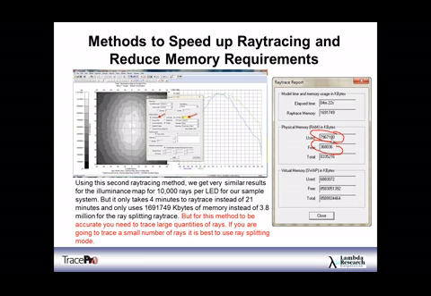But for this method to be accurate, you need to trace large quantities of rays. Tracing 100, 1,000, or 10,000 rays will not give you anywhere near as good an answer as ray splitting.